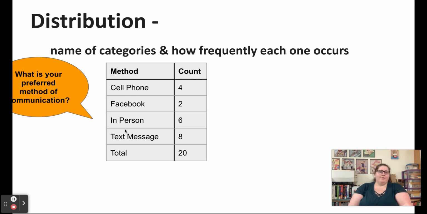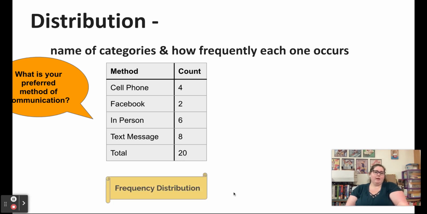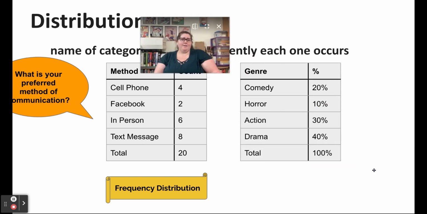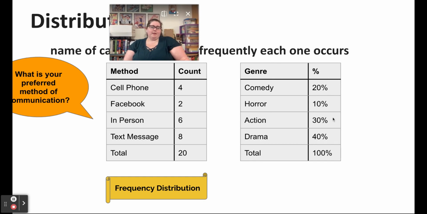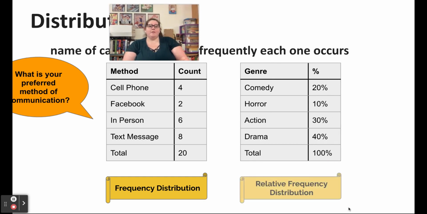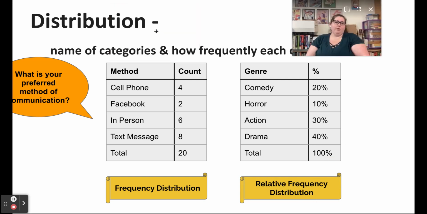So we have cell phone, Facebook, in-person, text message, and total. And we have the number who answered each response as well as the total number of people. So that is called a frequency distribution. Again, it basically just tells us what the categories or survey responses are, and then how many said each one. We could also have that number in percentages, and we would call this a relative frequency distribution. Relative frequency is percentage instead of just plain old number.